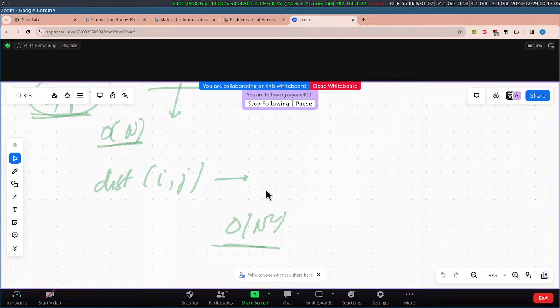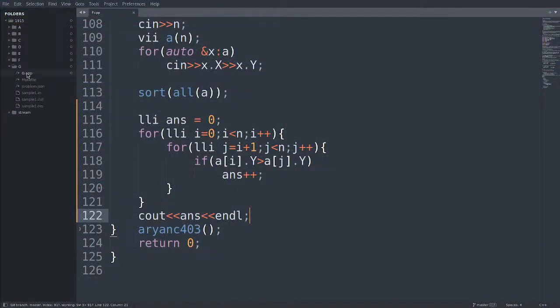So I will probably leave Zoom now. The time is going to be over, and I will try to code this problem again.